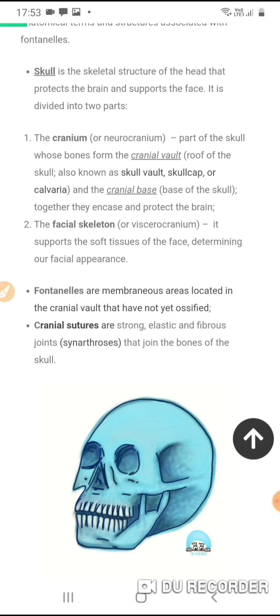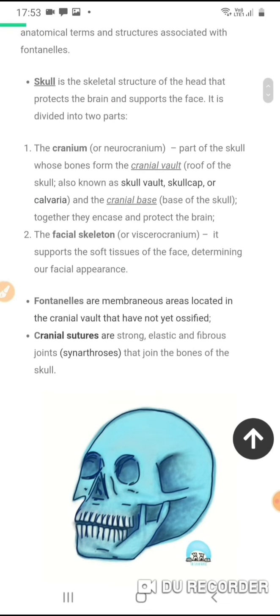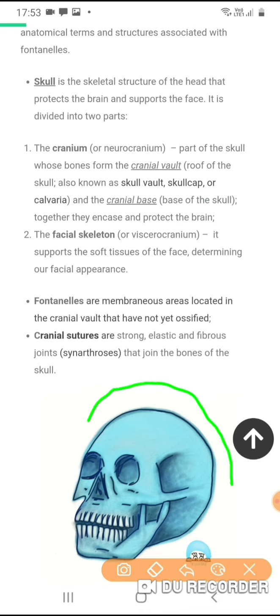So this is our skull, and a skull is the structure of the head that protects the brain and supports the face. So it is divided into two parts: the cranium, this one is cranium, and the facial skeleton. These are our facial skeleton.